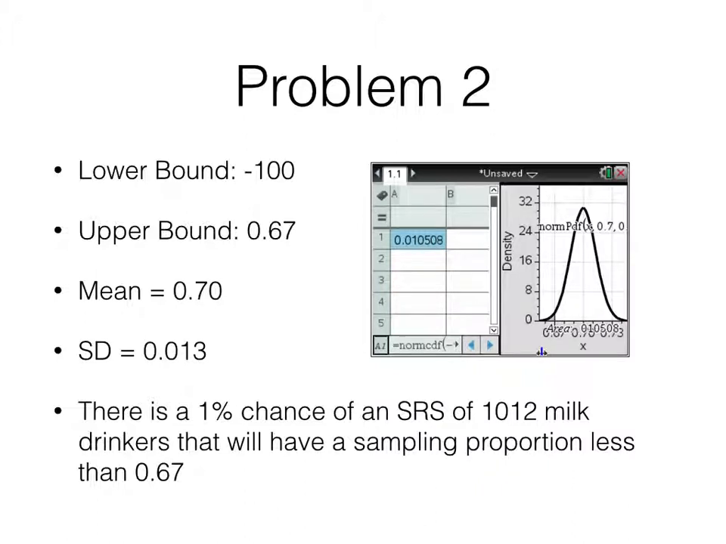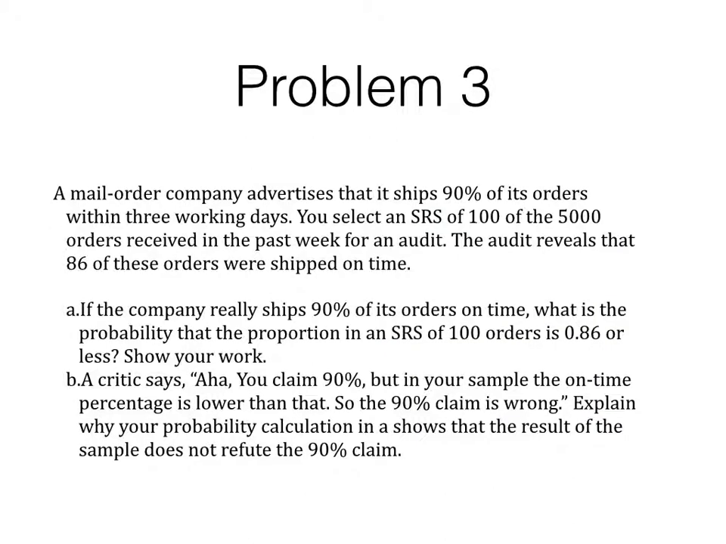So that means if I did this a billion times, only 1% of all the sampling distributions, where I randomly asked 1,012 milk drinkers, will have less than 67% of them drinking milk. Pretty simple, pretty cut and dry. Honestly, this is all you'll be doing for each one of these problems.